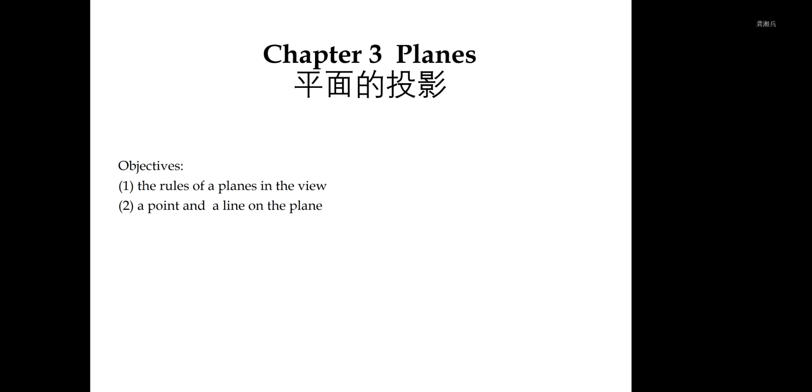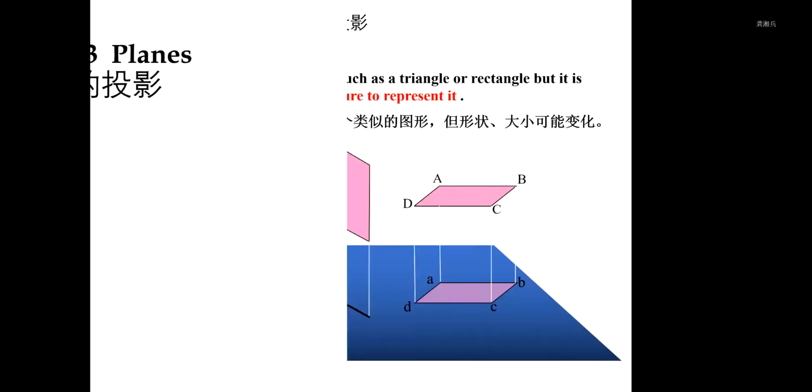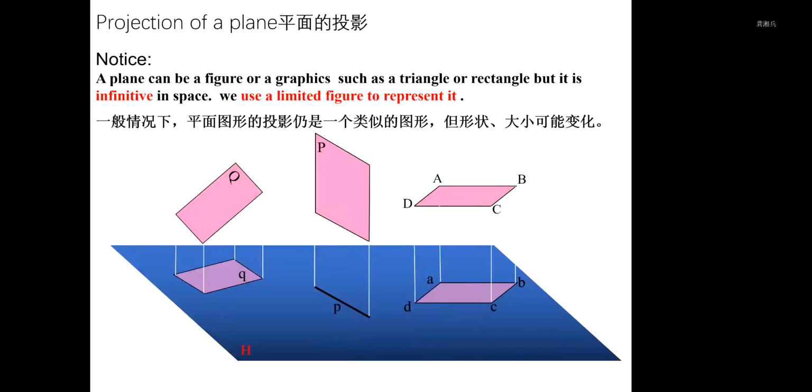There is a question here. If a point and a line are on the plane, how can we get the projection of this line and this point on the surface of the plane? So there are two objectives for this class. Let's go ahead to the projection plane.